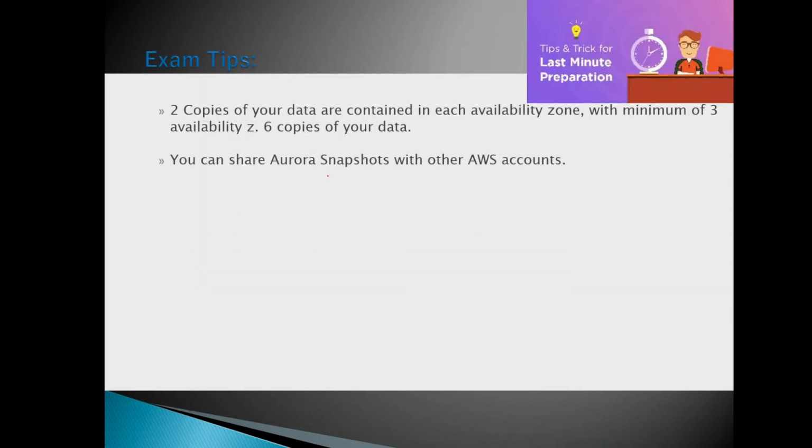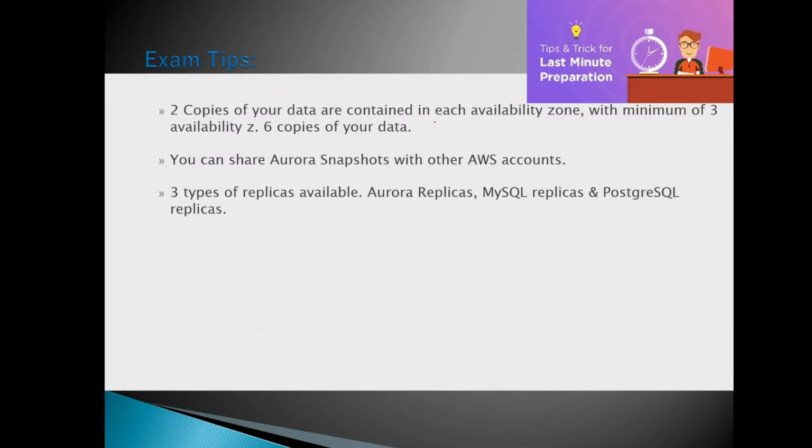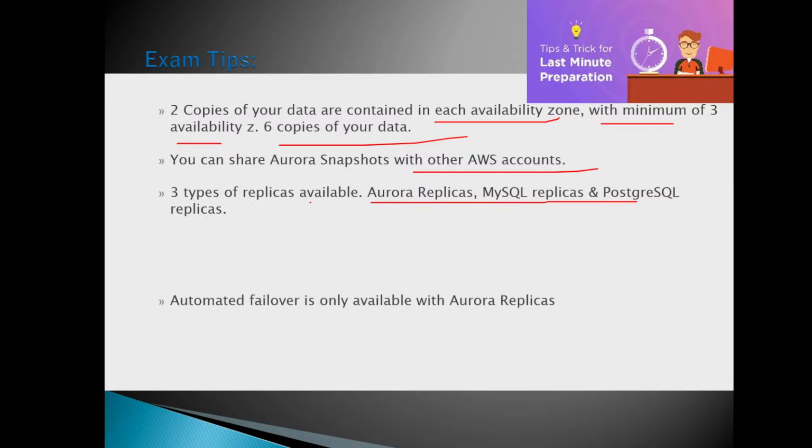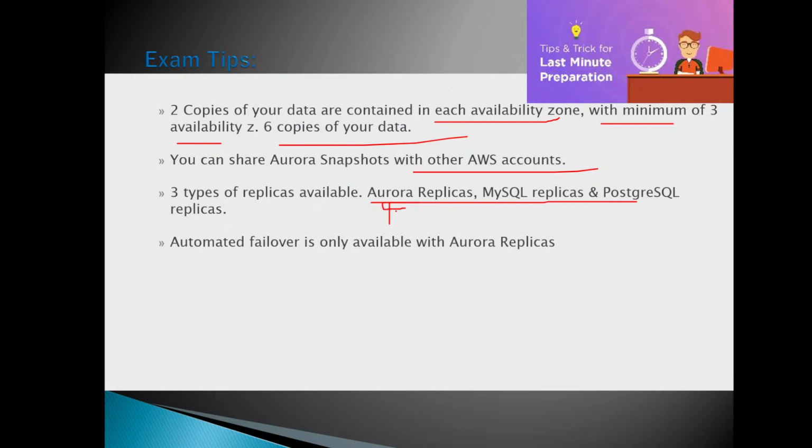So, what are the exam tips for Aurora? Two copies of your data are contained in each availability zone, with a minimum of 3 availability zones, that is 6 copies of your data are kept. You can share an Aurora snapshot with another AWS account. Three types of replicas are available with Aurora. Aurora has up to 15 read replicas: Aurora replica, MySQL replica, and Postgres. Okay, this needs to be updated.